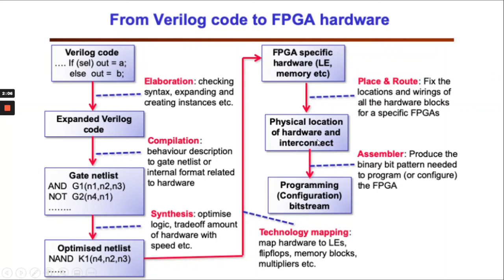And then the physical location of hardware and interconnect. So the assembler produces the binary bit pattern needed to program the FPGA. This is the final step where they change the code into the one that you're going to download into the FPGA board, right? Like the example I've shown in lab 3. Then you program the board. Right? So I think that's all the flow that we need to know. At least we know the flow. We can explain what's happening in the first step, expanded Verilog code, get netlist, optimize netlist, right, up until the programming configuration bitstream.